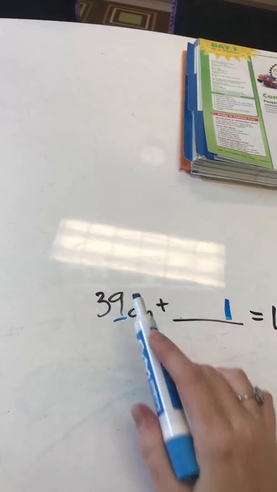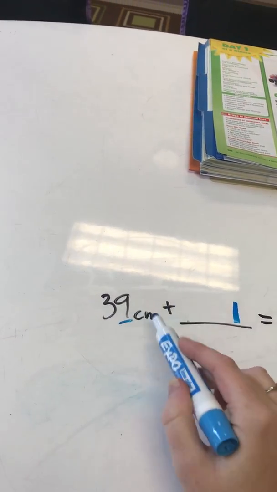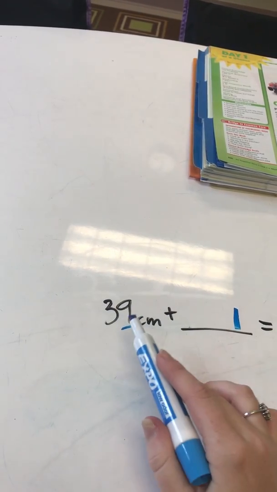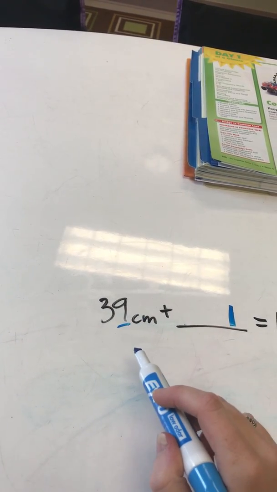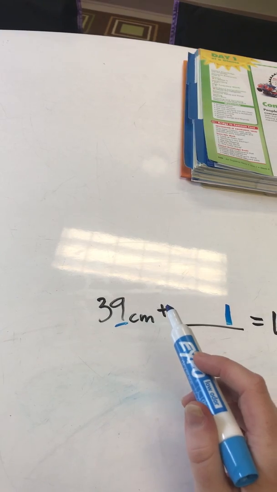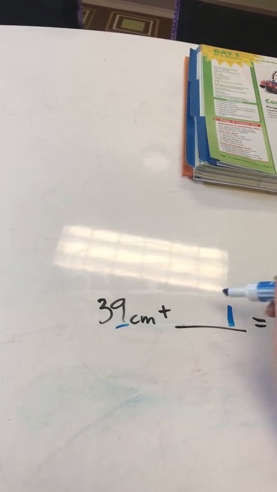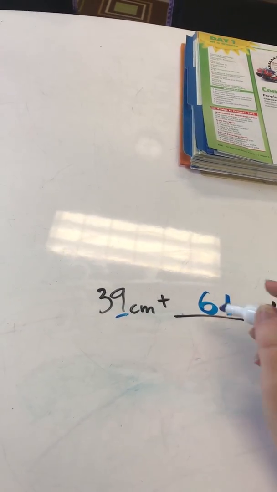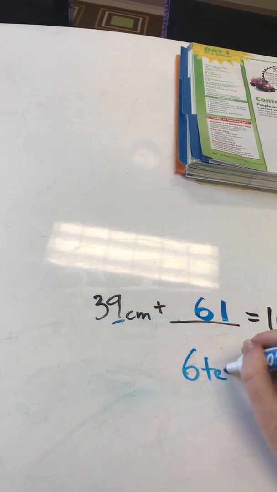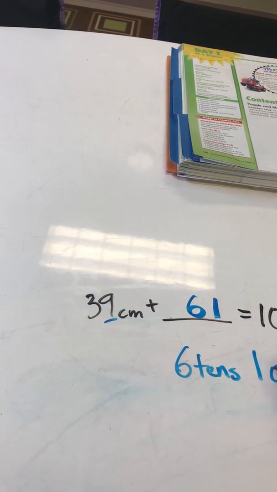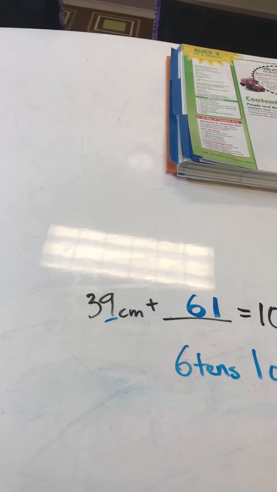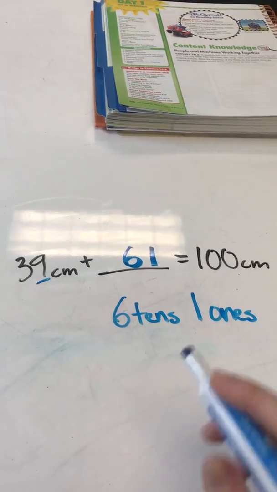Now, this is 40, because if you do 39 plus the 1, that gives you 40. So now think of this as a 40. 40 plus what gives me 100? Well, if I do 10 minus my 4, that gives me 6. So I have 61. So it takes 6 tens and 1 of my ones to get to 100.